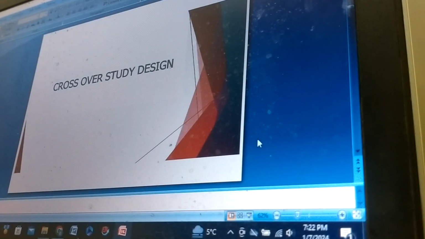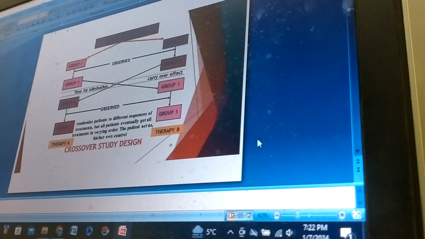Crossover study designs. Randomized group 1, group 2, observed. Group 1, group 2: time for elimination, carryover effects observed. Group 2 and group 1. Randomized patients to different sequences of treatment, but all patients eventually get all treatments in varying order. Patients act as his or her own treatment group, therapy A and therapy B.